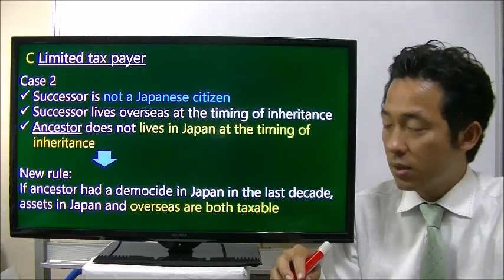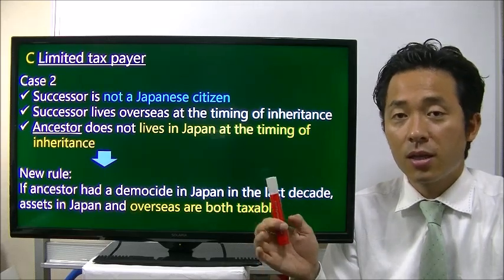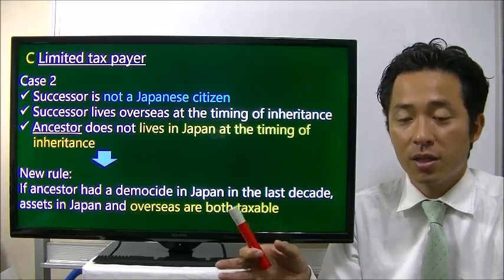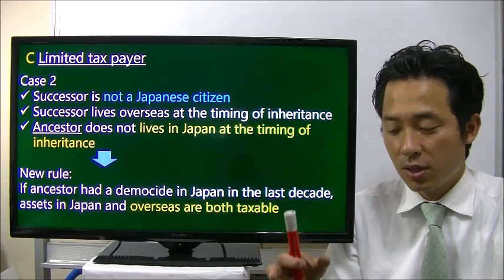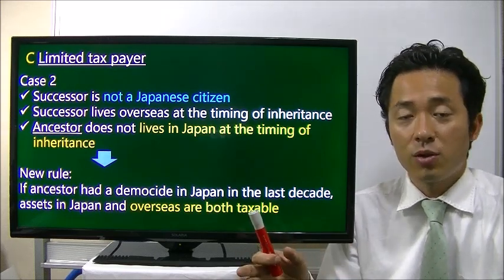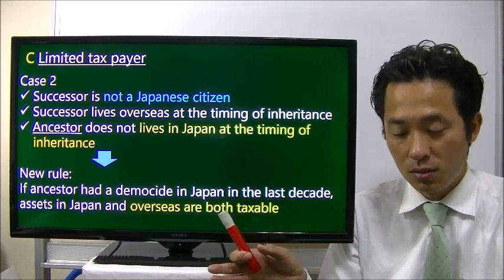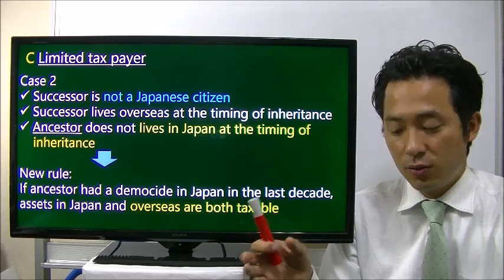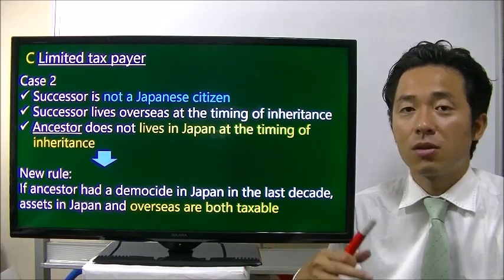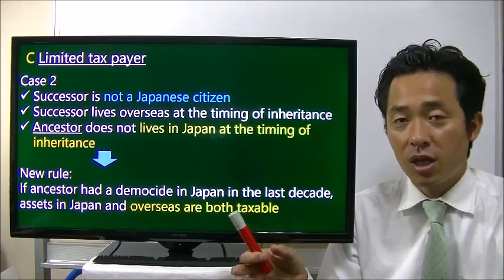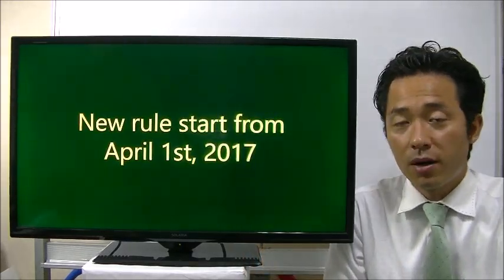The second case is in case you are not Japanese. Previously, if you were not Japanese and living overseas at the time of the inheritance, and the ancestor was not living in Japan at that time, the successor didn't have to pay the inheritance tax for the overseas assets. But under the new law, if the ancestor had an address in Japan in the last decade, the assets in Japan and overseas both become taxable. The new rule started from April 1st, 2017.